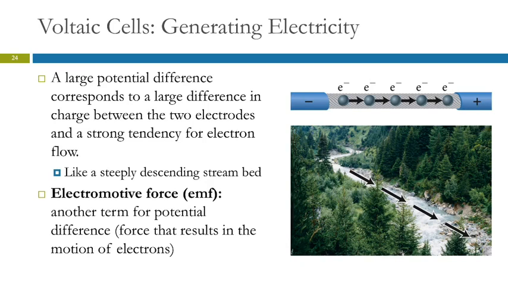So another word for potential is electromotive force, or EMF. Another term for the potential difference, that's the force that results in the motion of electrons. If the difference in potential is large, then the electrons move with more force, more electrons move.